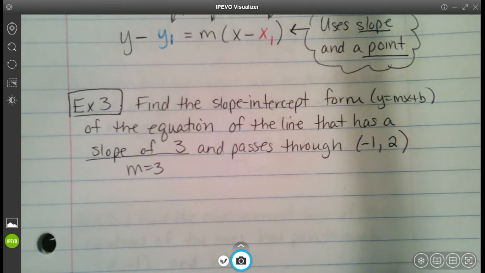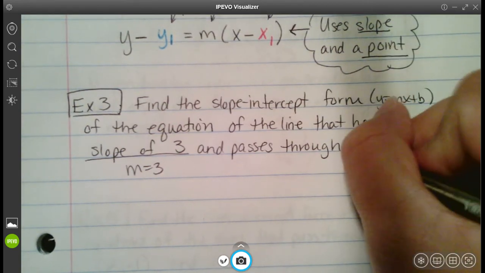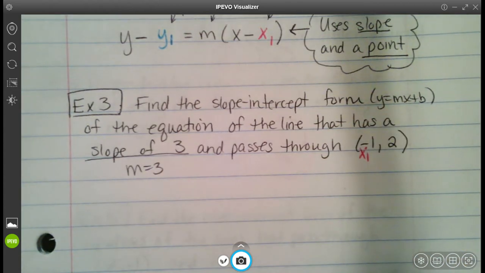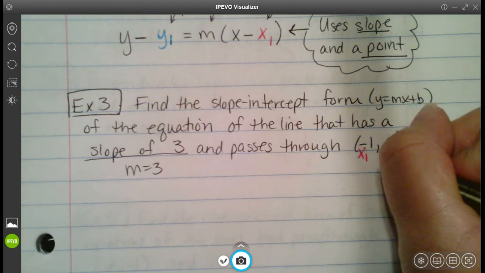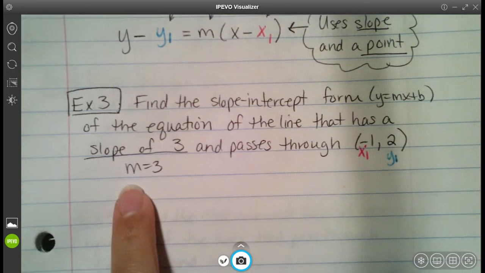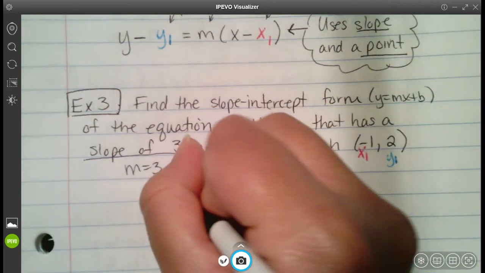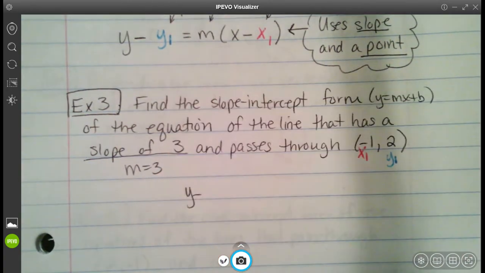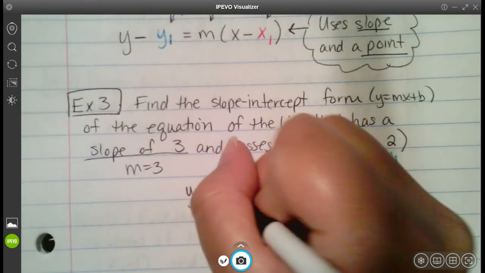So what I'm going to do is I'm going to label everything like I usually do. This right here is the point, okay? So this is x1, y1, okay? And our m is equal to 3 because they told us slope is equal to 3. So I'm going to go ahead and rewrite this equation just so we can see how it's used, and we're going to plug everything in.